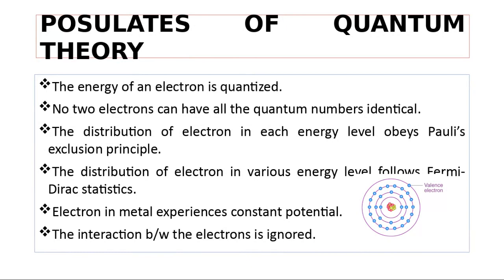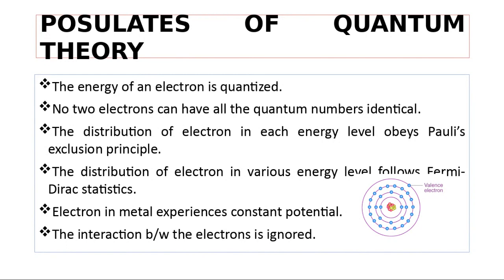And according to this quantum mechanics, those electrons obey the Pauli exclusion principle. What is the Pauli exclusion principle? That no two electrons can have the same energy or the same quantum number. They can have no two electrons on the same energy level, or no two electrons can have identical quantum numbers. So these are some postulates for the quantum theory.